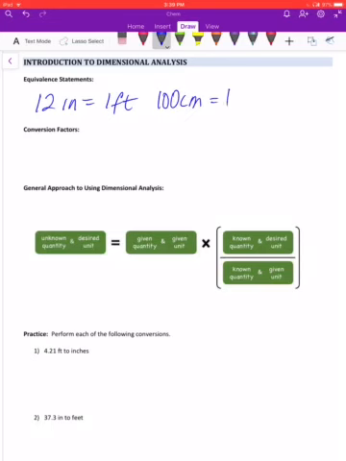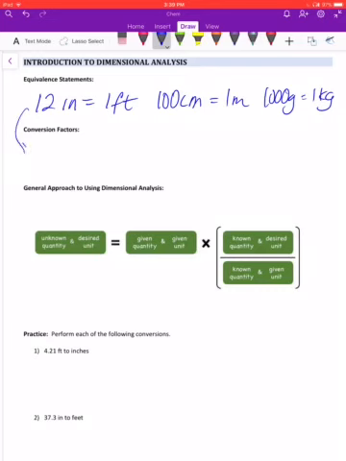So 100 centimeters is 1 meter. 1,000 grams is 1 kilogram. There are an infinite number of equivalent statements, and you can find these in your book, in a reference sheet, on tables. These are things that we can look up and use. The value of an equivalent statement is that I can turn it into a conversion factor, and the conversion factors are the things that are going to go in our process.